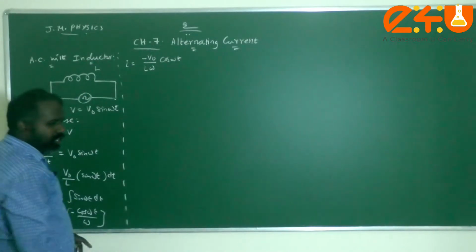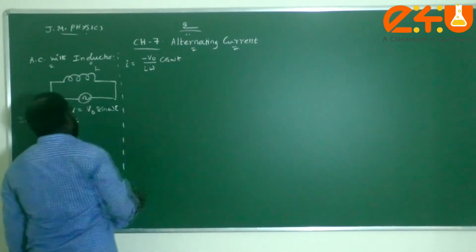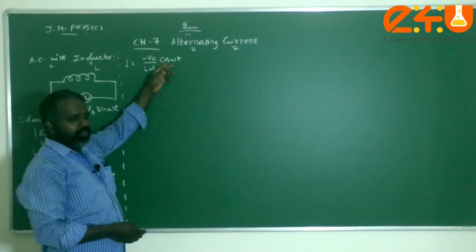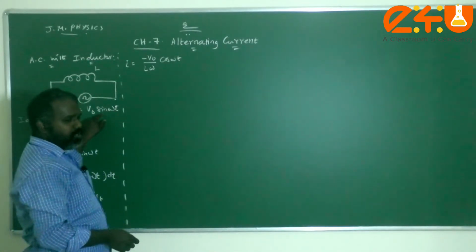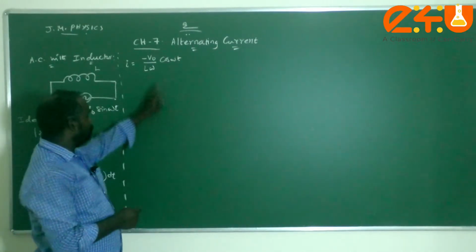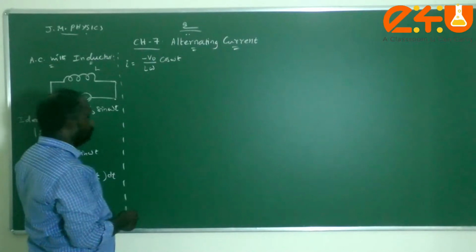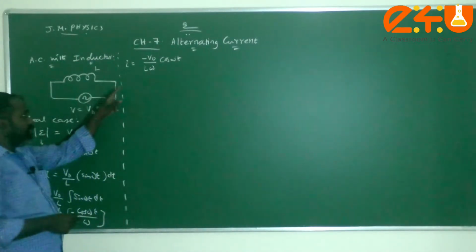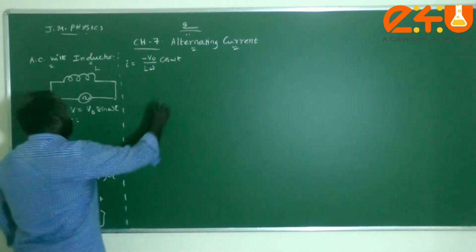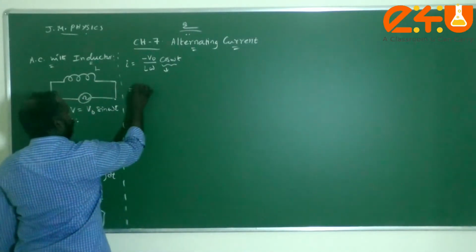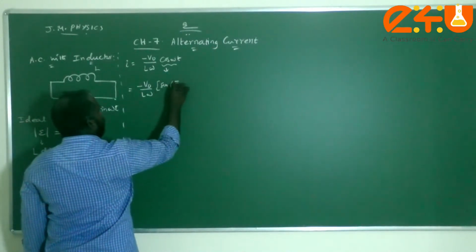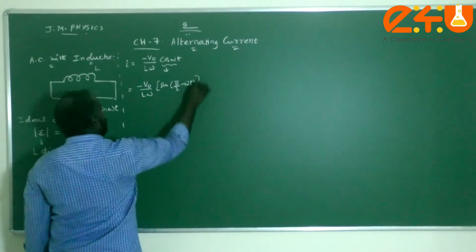Cos theta can be written as sine of 90 minus theta. Why do we need to convert the cos function to the sine function? To compare the phase differences. When finding the phase difference, try to make both functions the same trigonometric function, since here we compare the phase of voltage and current. So now this can be written as minus V naught by L omega into sine of 90 minus omega t.